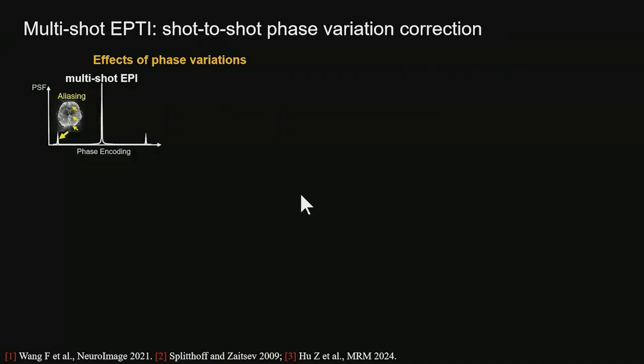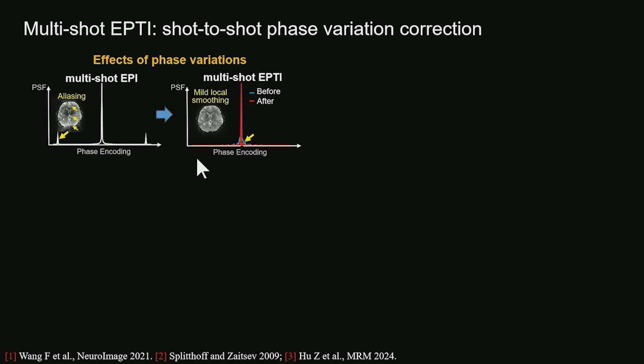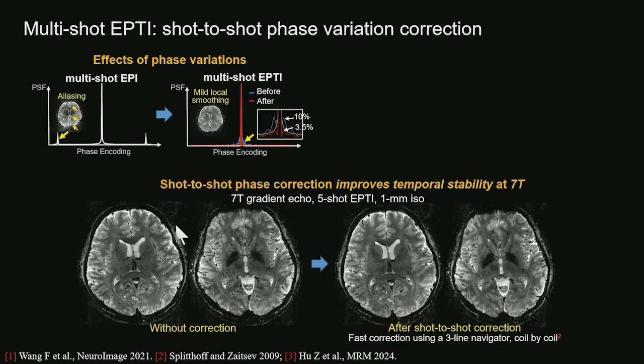Another common issue for multi-shot acquisition is the shot-to-shot phase variations. In conventional multi-shot EPI, the shot-to-shot variation can lead to aliasing as well as its corresponding variations along time. With our segmented approach, instead of aliasing, we get local smoothing or widening of the PSF, but it can be corrected with shot-to-shot phase correction. Here's an example of a severe case where this kind of shot-to-shot variation leads to signal variations in the EPTI data that can be significantly mitigated after shot-to-shot phase correction.